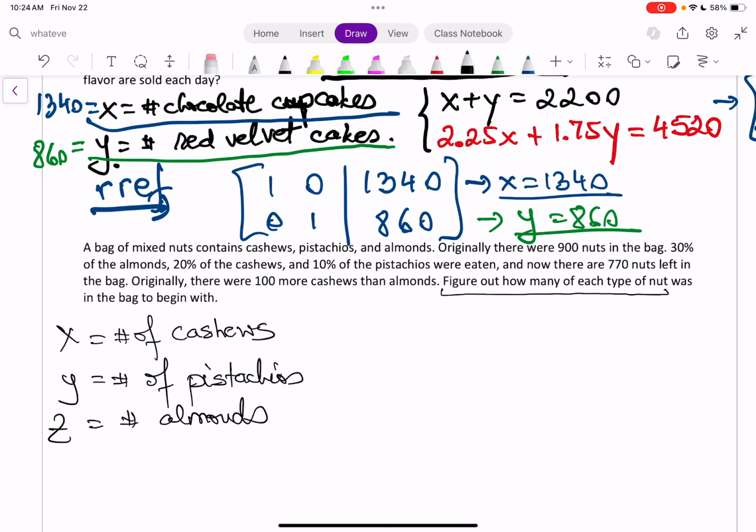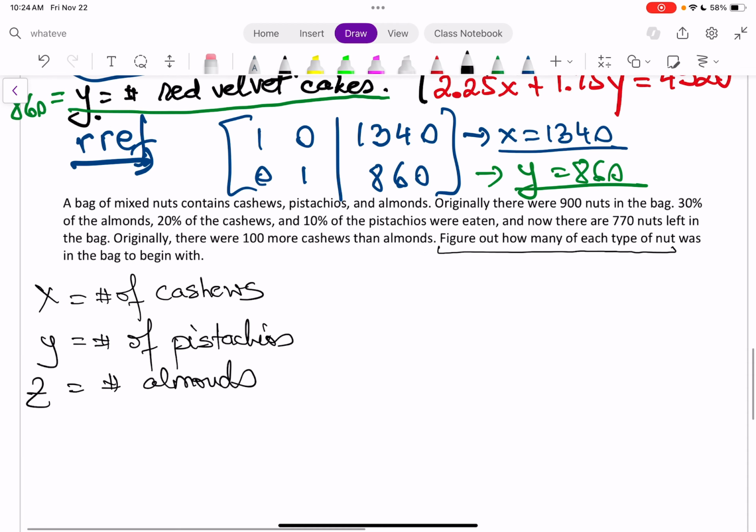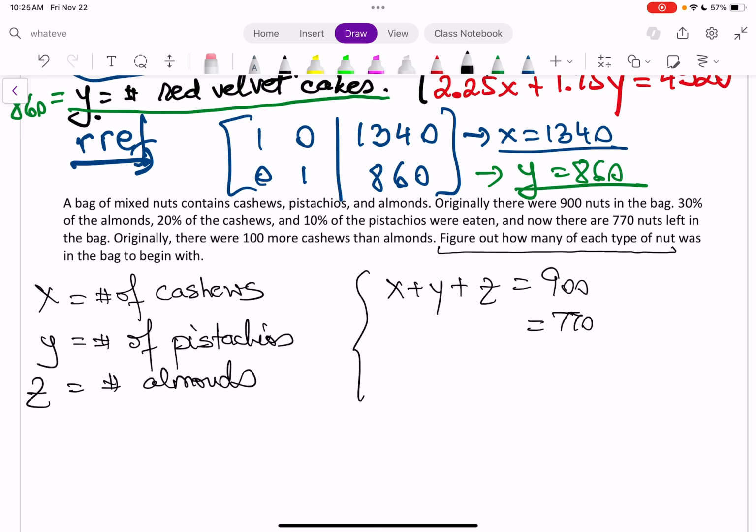So it says originally there were 900 nuts in the bag. Well, I'm guessing X plus Y plus Z were 900. Okay. 30% of the almonds, 20% of the cashews, and 10% of the pistachios were eaten. And now there are 770 nuts left.